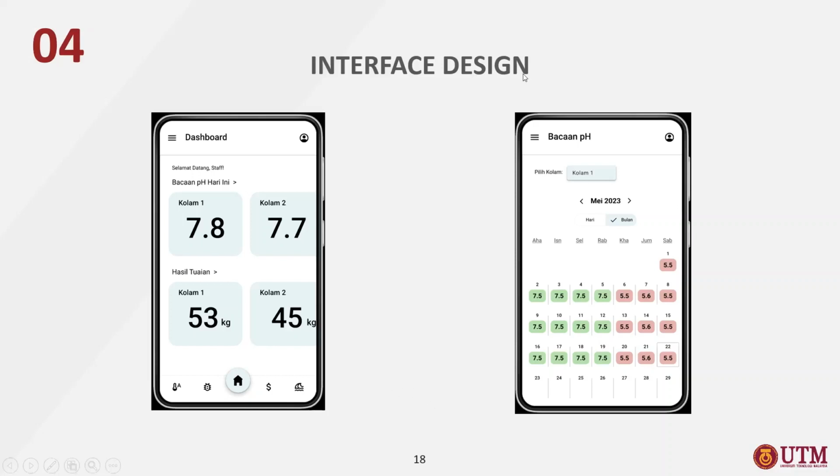Next, for the second picture, this is an example of the pH reading page. This is a personal request by the user itself. They want to see the information in calendar form so they can easily track the progress of their prawns. First of all, they have to choose the prawn that they want to read, and the calendar will display the pH reading for that day.